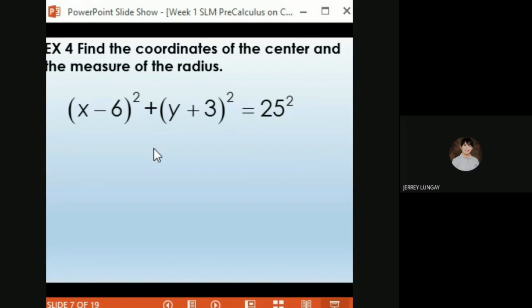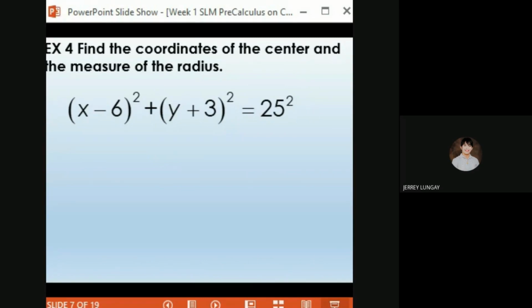Okay, the coordinates are somewhat like an ordered pair, and an ordered pair consists of two elements, the x component and the y component. The first component is the x component, and the second element is the y component, where each represents the coordinate of the center of a circle. Okay, very good. So let's proceed.